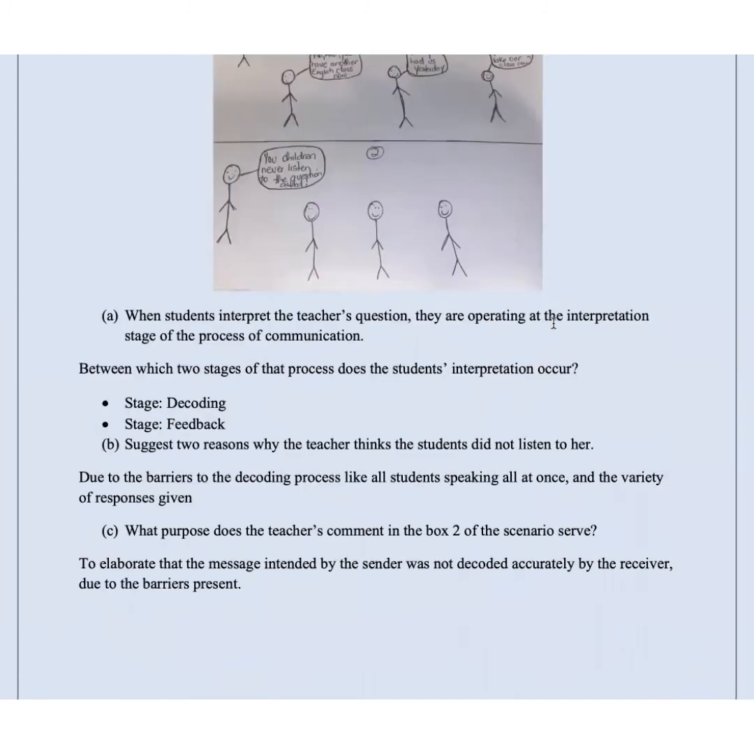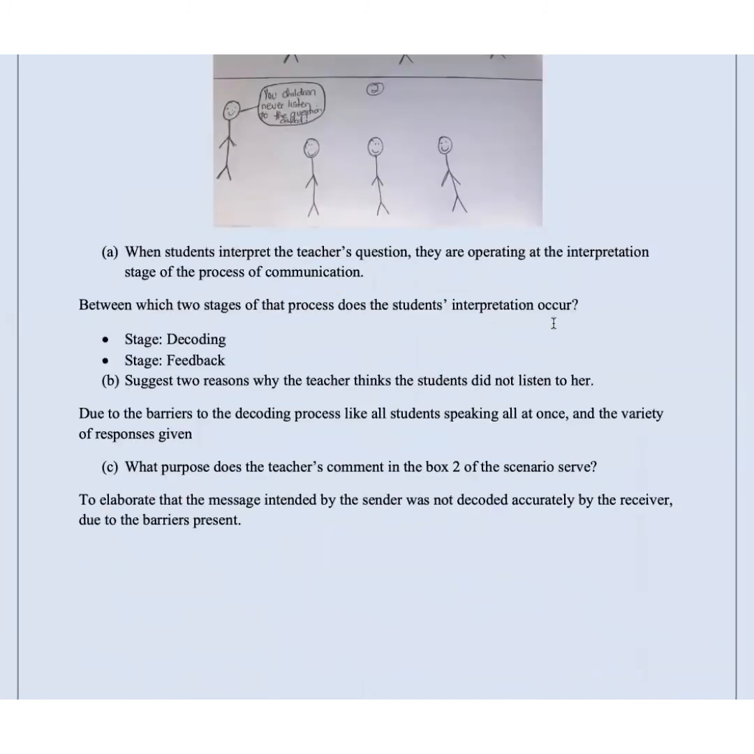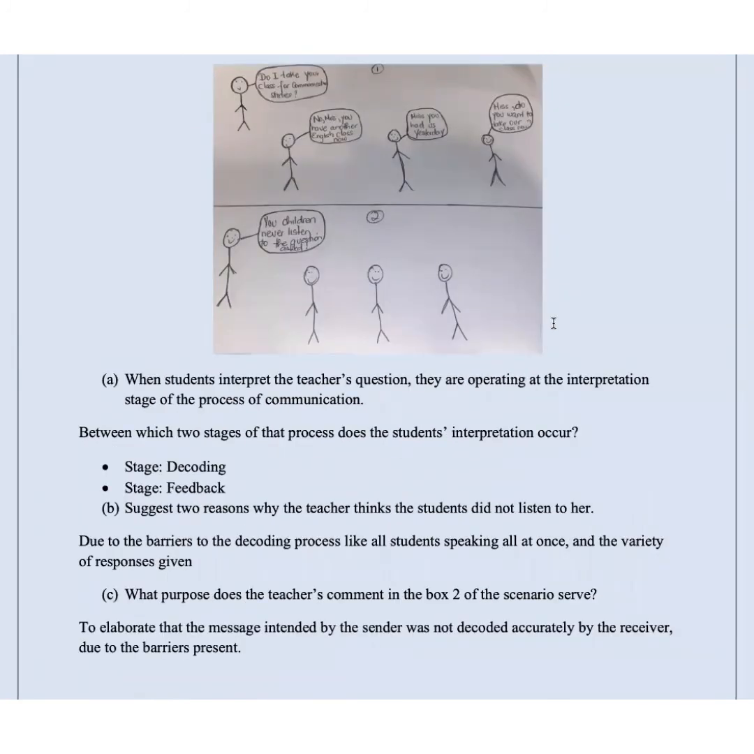And then C, what purpose does the teacher's comment in box 2 of the scenario serve? Just to remind you, the teacher's comment in box 2: you children never listen to the question asked. So I would say that this feedback here was to elaborate that the message intended by the sender, which was the teacher, was not decoded accurately by the receivers, which were the students, due to the barriers present.